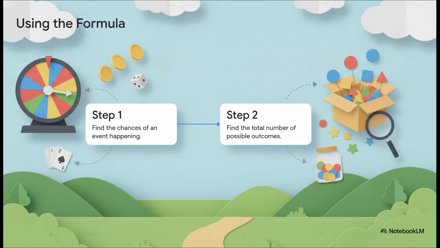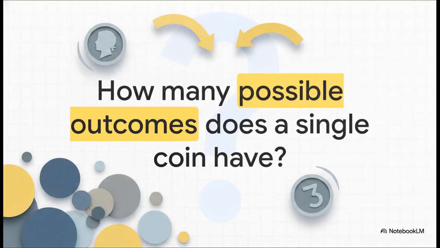Let's break down how to use this golden formula so it's super easy to remember. There are just two simple steps you need to follow. Step 1, you need to find the top part of the fraction, which is the chances of an event happening. That just means asking yourself, how many ways can I get exactly what I'm looking for? And then step 2, you find the bottom part, which is the total number of possible outcomes. This just means asking how many different results are possible altogether. So the absolutely crucial point here is understanding those total possible outcomes.